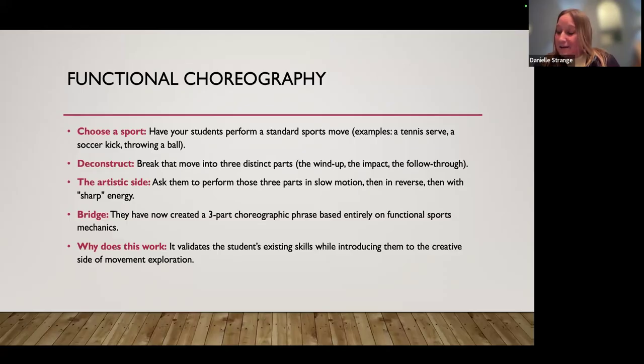So you're going to break it down into distinctive parts, like how you kick the ball, how you follow through, and how you finish. Think of any type of movement you do. To introduce the artistic side, ask them to do it in slow motion. We're going to put elements of dance in this.